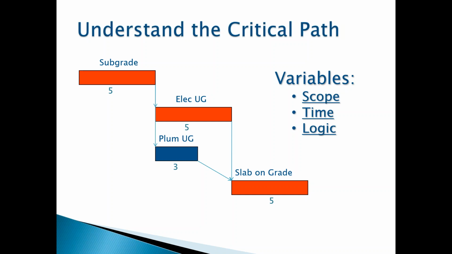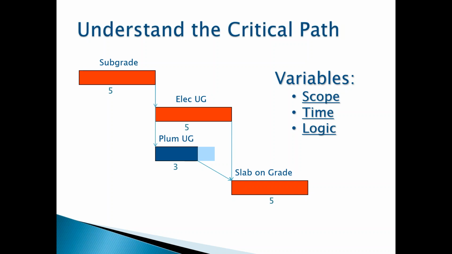So I've put this slide in here just so we can walk through that. You can see in this slide that I have a subgrade activity, a couple of underground utilities, electrical and plumbing, and then a slab on grade. And in between my subgrade and my slab on grade, these two utilities, my electrician needs 5 days, my plumber only needs 3. So as you can see in this chart, the underground plumbing actually has 2 days of float, right? So that's what we mean by float.